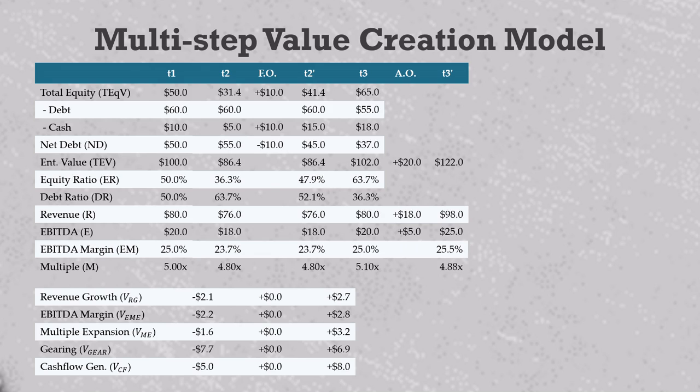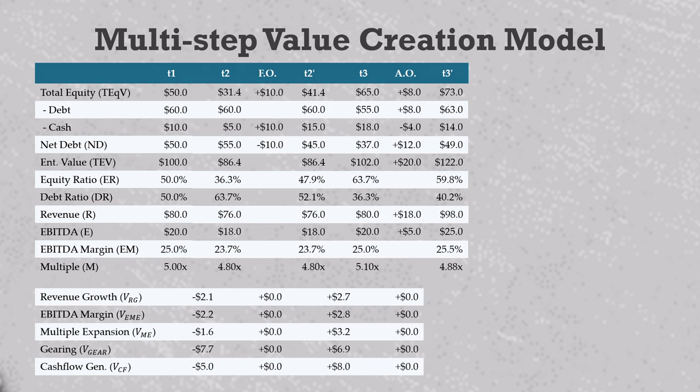We must account for how the deal was funded. In this case, that includes $8 million of equity from the shareholders, $8 million of new debt, and $4 million of cash from the company's balance sheet. This increases the company's net debt to 49 and provides the following capital structure ratios. So, how much value does the add-on acquisition create? Again, the answer is zero.